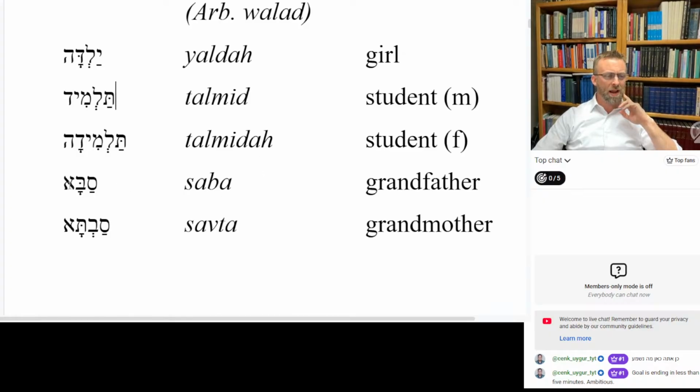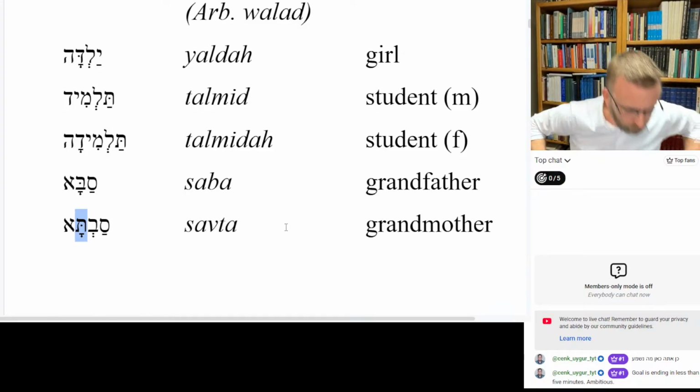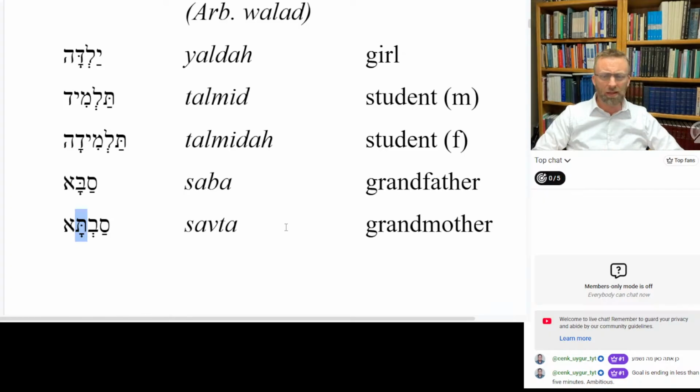Then we had the word for grandfather, which does not end in a hey, it ends in an aleph, so that's a sign that this is an Aramaic word, and it is saba. Saba, with the stress on the first syllable. And grandmother is savta. Basically the same word, but with a tav thrown in. And that tav in Hebrew is oftentimes a feminine marker, as it is in Arabic and Aramaic. It's very much a Semitic thing.